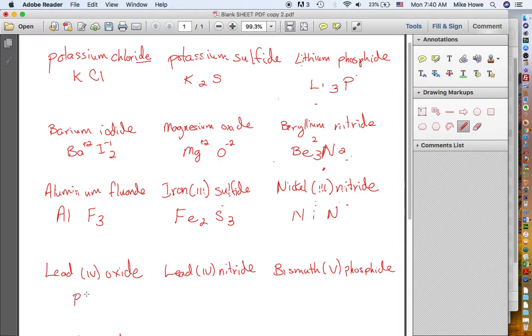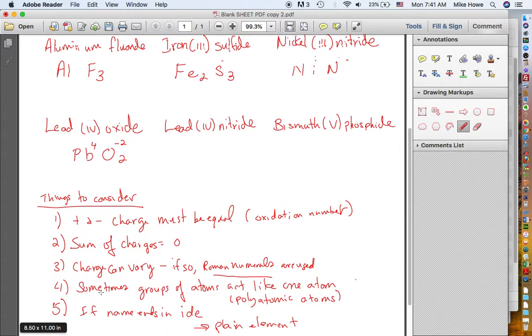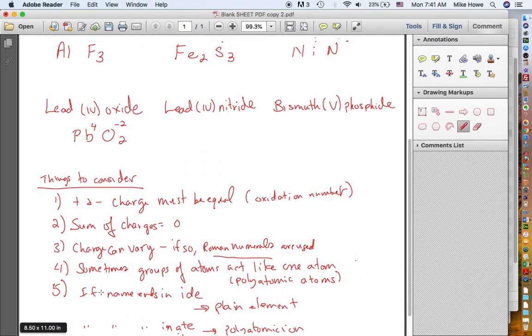For the last 3 examples of this particular kind of compound, we've got lead, we've got oxygen. So this IV is a Roman numeral for 4, and oxygen's -2. So how many times does 2 go into 4? I can multiply the 2 by 2, and that would give me 4. So 2 negative 2's match the +4. Remember, the sum of the charges has to equal 0, and the positive and negative must be equal, the total positive and total negative.